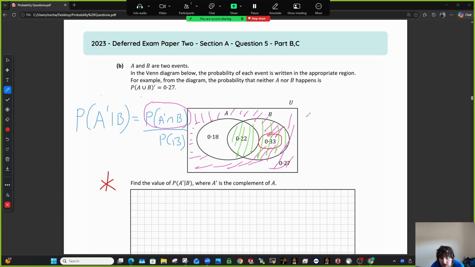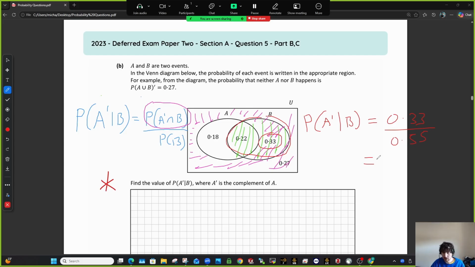I've ran out of a bit of room here, so I'll come over here. A not given B is equal to what we've seen there, 0.33 from the shading. And then we just divide that by the probability of B. The probability of B is pretty straightforward. It's just all of B's circle. So that's just 0.22 plus 0.33, which is 0.55. Okie doke, and that works out, it's probably a straightforward number, is it?